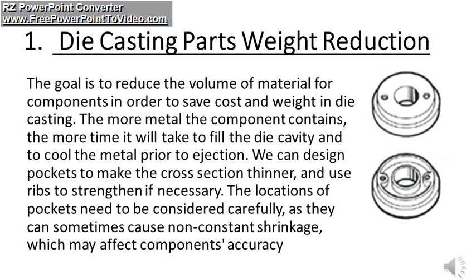We can design pockets to make the cross section thinner and use ribs to strengthen if necessary. The locations of pockets need to be considered carefully as they can sometimes cause non-constant shrinkage, which may affect components' accuracy.